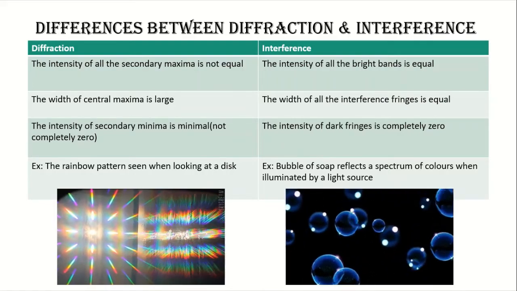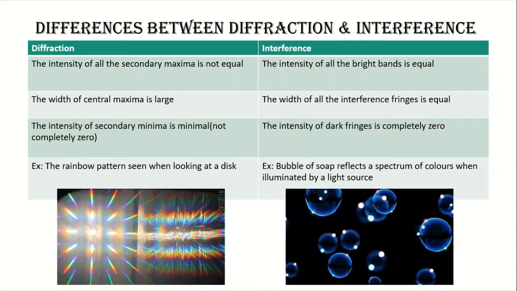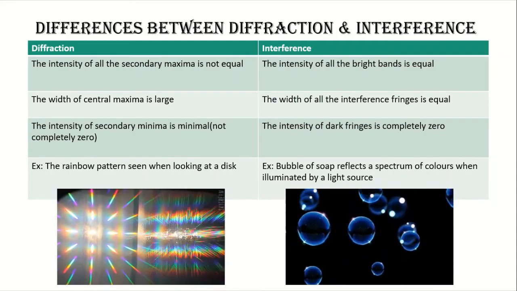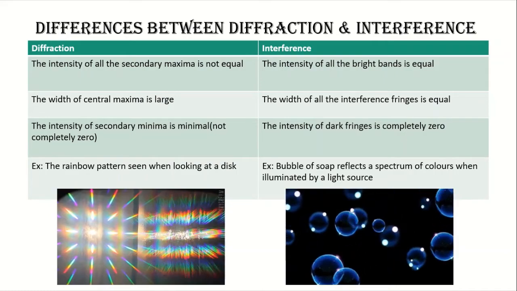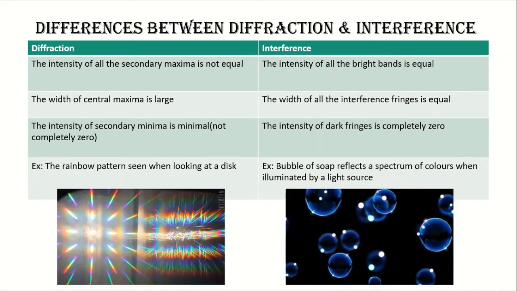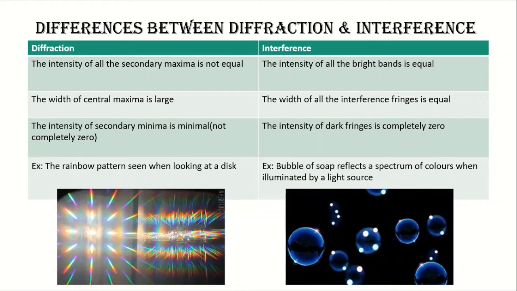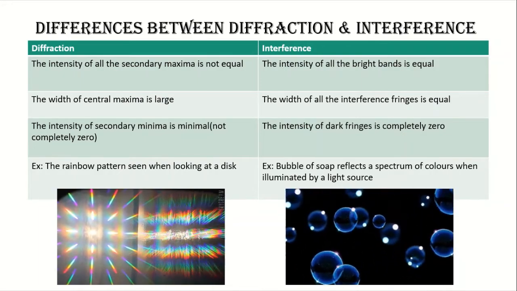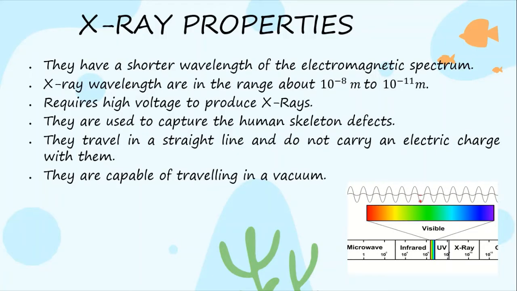The width of the central maxima is large in diffraction, while in interference, the width of all the interference fringes is equal. Also, in diffraction, the intensity of the secondary minima is not completely zero, but in interference, the intensity of the dark fringe is completely zero. Next, what are the properties of X-ray?